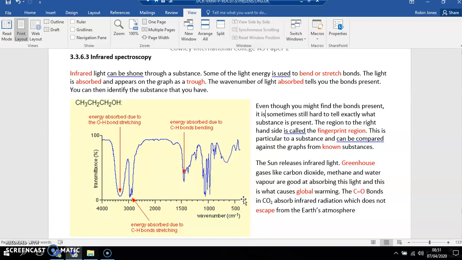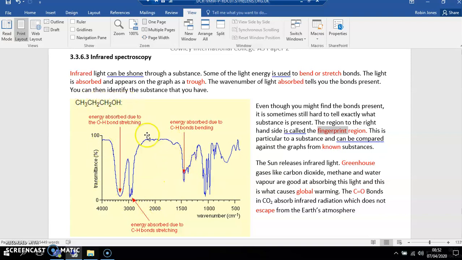This is very useful because what you can do is, when I think I know what it is, but I'm not completely sure, I don't know whether it's propan-1-ol or propan-2-ol, I run a sample of propan-1-ol through the machine, and I run a sample of propan-2-ol through the infrared spectroscopy machine. And this fingerprint region, just like a fingerprint on your finger, is different for you compared to somebody else. It's unique to you. And so this fingerprint region here would be different for propan-1-ol and different for propan-2-ol.